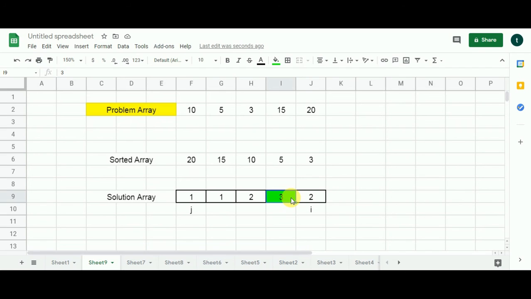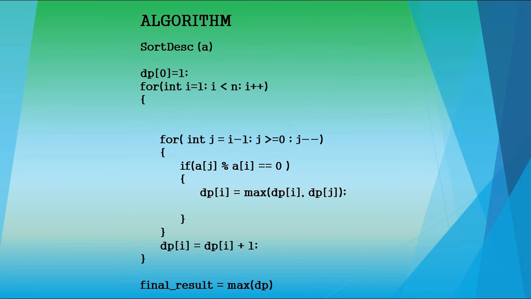Now let's take a look at its algorithm. So this is our algorithm. As you can see, first we'll have to sort the array, the problem array, in descending order. Then we are assigning the first cell of the solution array 1. Now here is the loop of I, which is going to start from the first cell and is going to go all the way till the last cell. And here is the loop represented by j, which is going to start from the cell immediately left of I every time and is going to go towards the left.